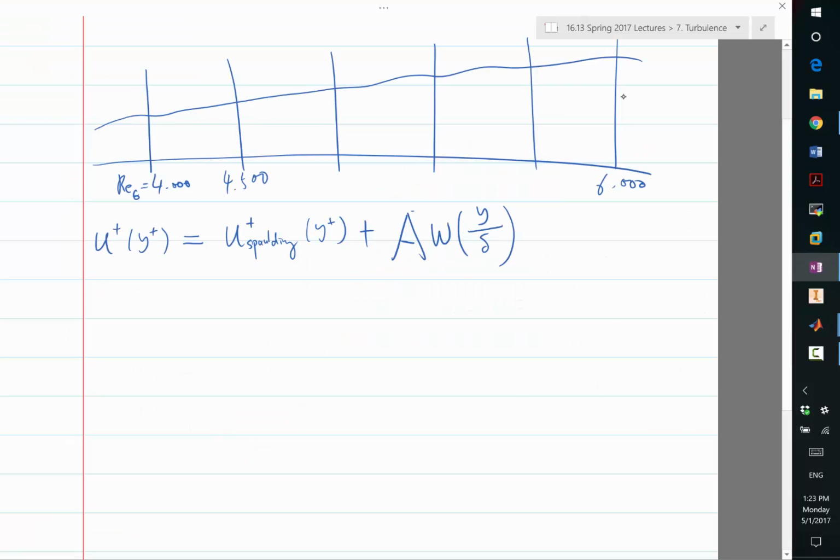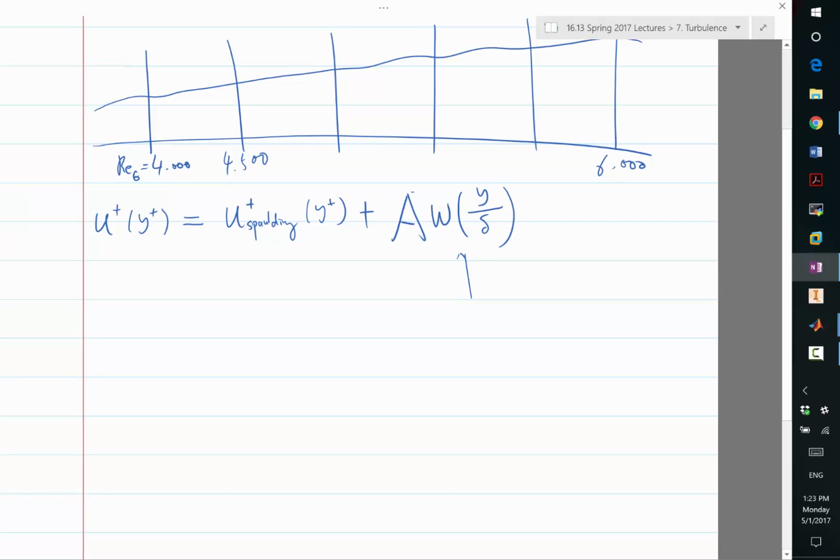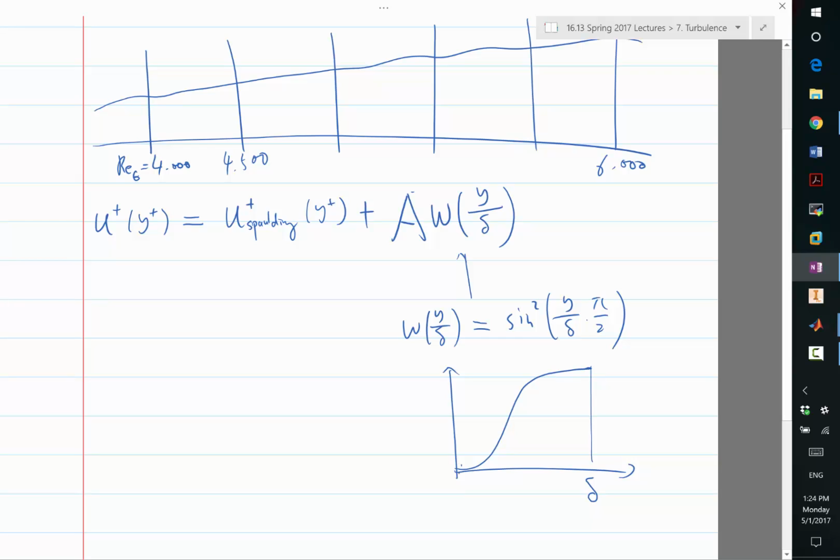And a popular way of describing W, and you can do better by having a better profile, but the result we get is pretty similar, is that it is equal to sine squared of Y over delta times half pi. So it is basically a profile that looks like that. So this is delta, this is 0, and 1. Okay, so A parameterizes the magnitude of this addition.